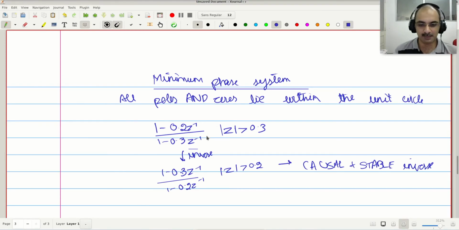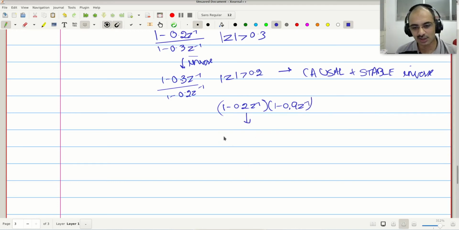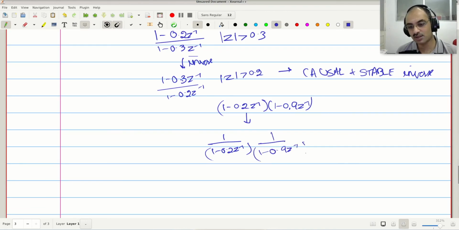Let's take another, simpler example: 1 minus 0.2 z inverse into 1 minus 0.9 z inverse. Of course, in this case, you can have the whole z plane as ROC. The inverse system is going to be 1 by 1 minus 0.2 z inverse, 1 by 1 minus 0.9 z inverse, and I'm going to say mod z greater than 0.9, causal, stable inverse.